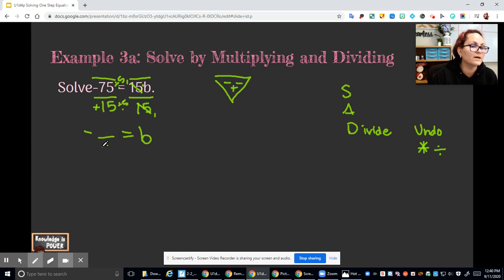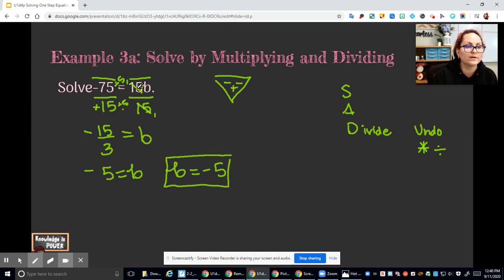So on the bottom, I know I'm going to have 3, and on the top, I'm going to have 15. Okay, so now that's easier for me to simplify. Negative 15 divided by 3 is 5. And so, ladies and gentlemen, b is equal to negative 5. And I can always test it out with my calculator. Put it in. 15 times negative 5 is negative 75. Okay?